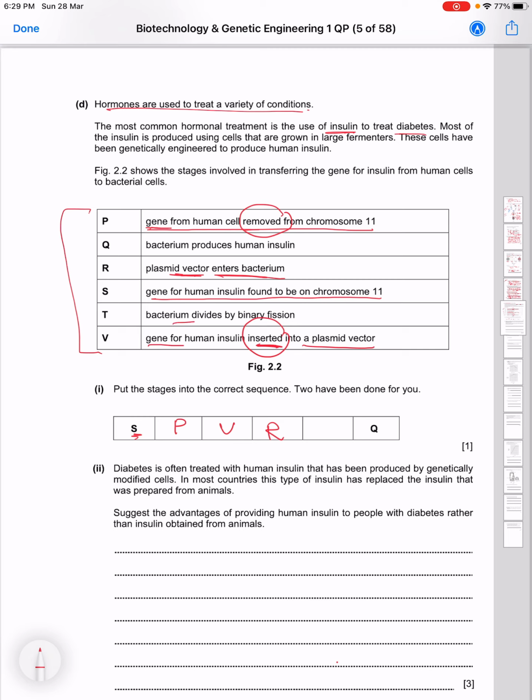And then this bacteria will divide by binary fission. Binary fission is a kind of asexual reproduction. As we mentioned, that's a very fast way for reproduction of bacteria. And then this bacteria is going to use this insulin recipe to make more and more insulin.